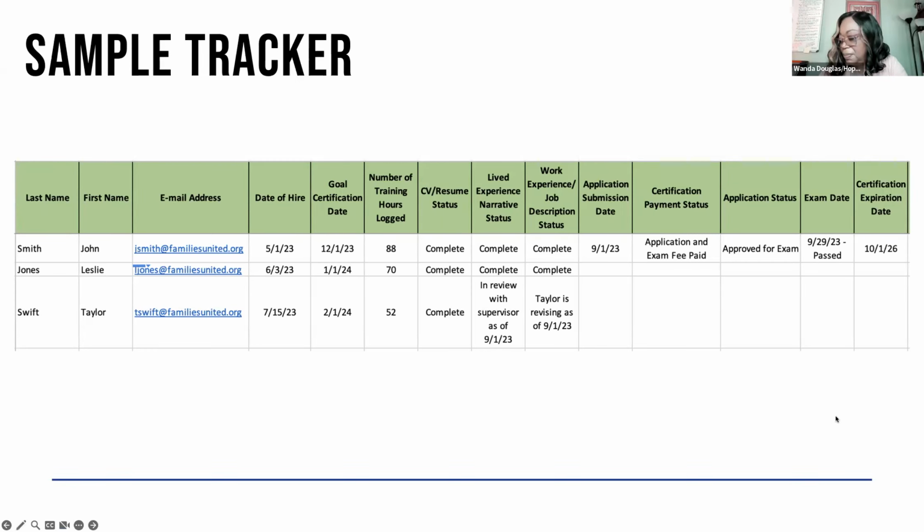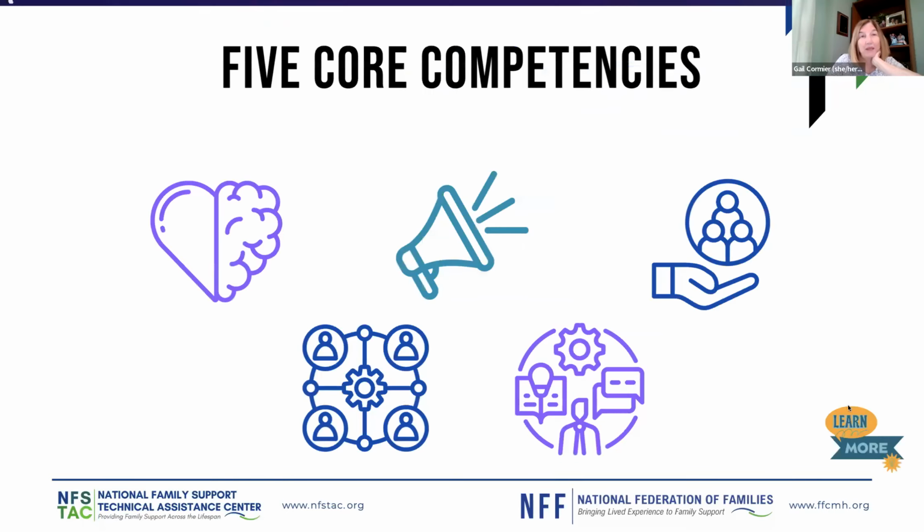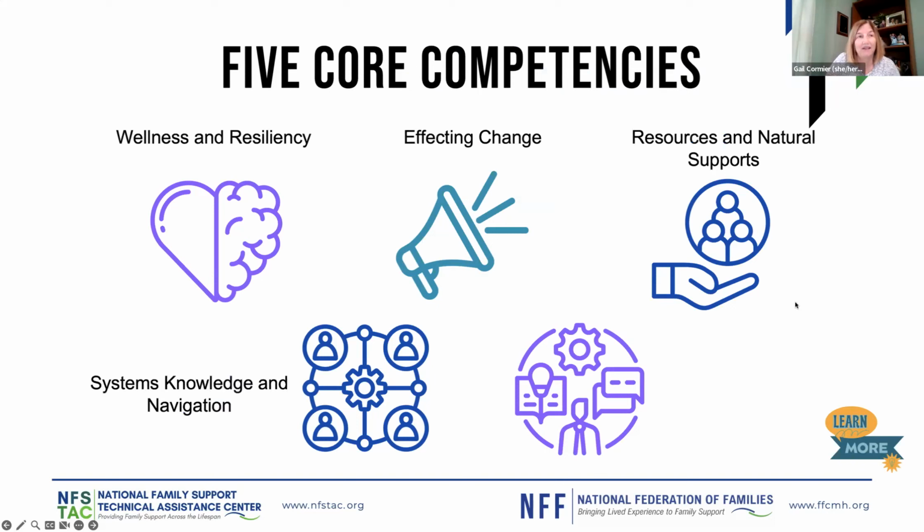Well, here's perfect timing. Preparing the candidate to meet the training requirements. So we have the 5 core competencies. And again, if they're taking trainings in the 5 core competencies, they're pretty much all set. And I know in North Carolina, you do Copeland's, RAP, wellness, recovery, action. So that's wellness and resiliency. Affecting change.